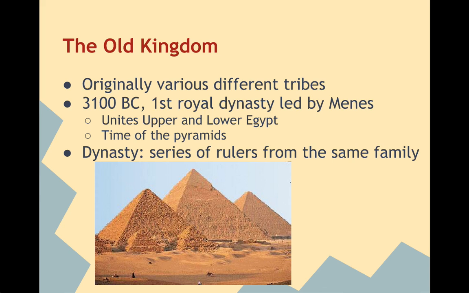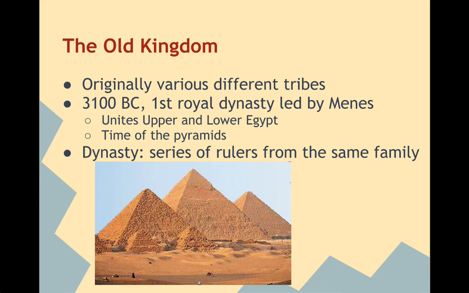But Menes is going to lead this first dynasty, and what he decides to do is unite and consolidate the power of all of Egypt. So there will no longer be Upper and Lower Egypt. There will just be one Egypt, okay? Also, during this time, this is when they begin the construction of the pyramids.